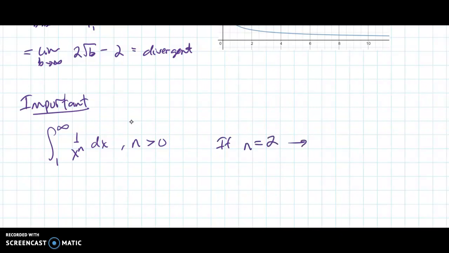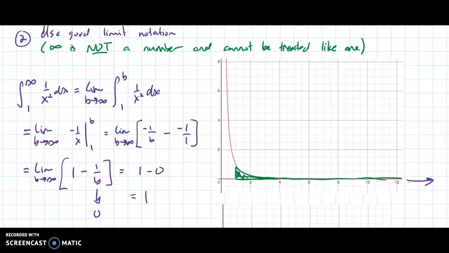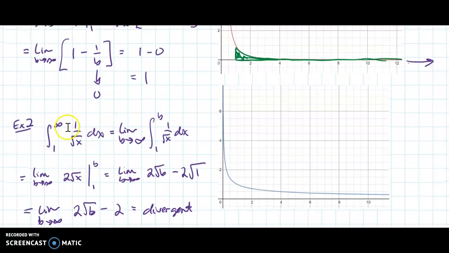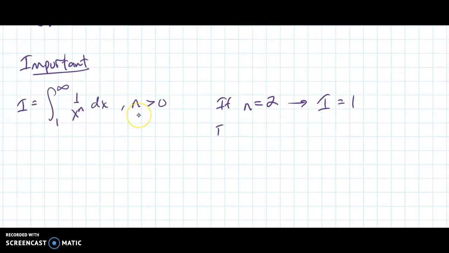So the observation here is, if n is equal to 2, then the integral, let me just call this I, then I equals 1. It converges to 1, as we saw in this first example here. Because remember, that was n equal to 2. 1 over root x, well, that is n equal to a half. So if n equals 1/2, then I diverges. It goes to an infinite, uncountable value.